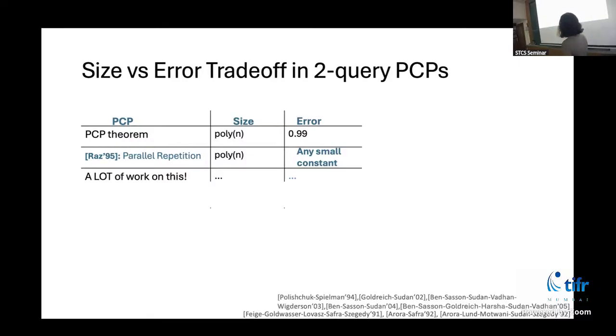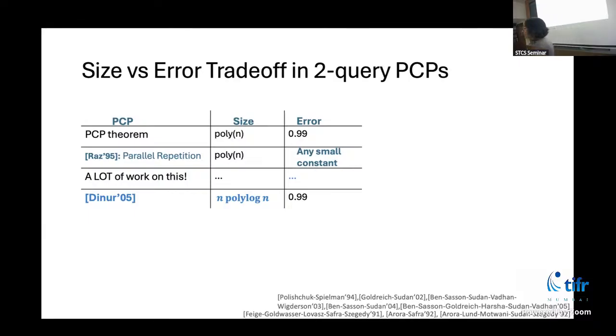And then there was a lot of work, also by Prahlad and many other people, on reducing the size of 2 query PCPs. So what is the best you can get? Can you get it down to a linear size? This culminated in the work of Dinur, who showed how to get n polylog n size PCPs. So just a mere blow up of polylog n, while again matching the error of the PCP theorem.